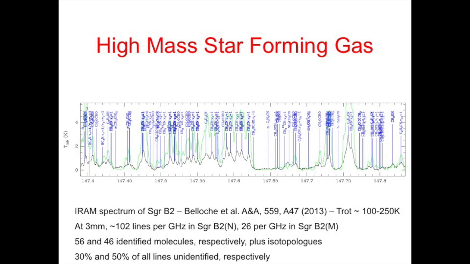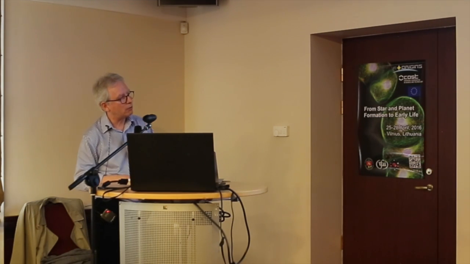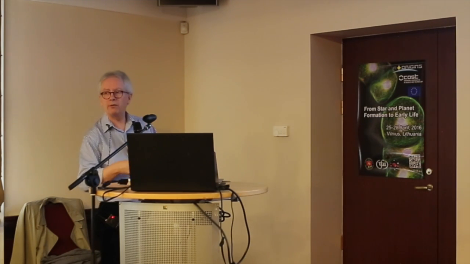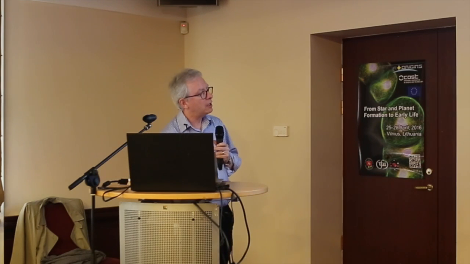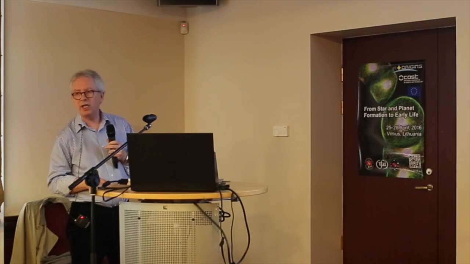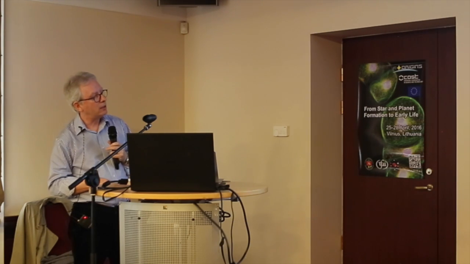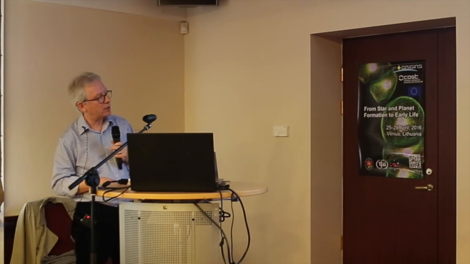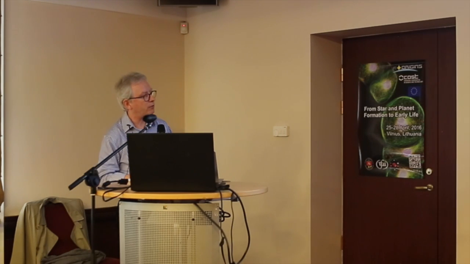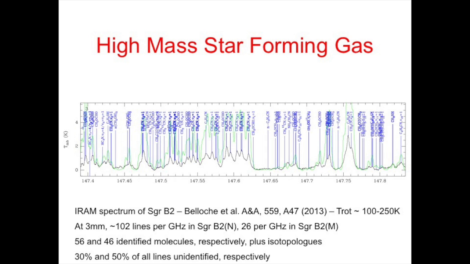Lots of molecules, in the two objects over 50 in each, or around 50 in each of these, plus on the order of 50 isotopologues also seen, carbon-13, nitrogen-15, and so on. But lots of lines remain unidentified in these regions. So in Sag B2N, about 30% of the lines they've found are unidentified. About half of all the lines in N are unidentified. About half of all the lines in Sag B2M are unidentified.